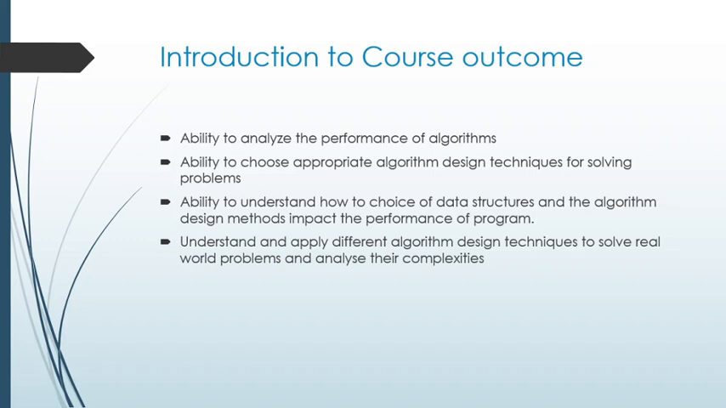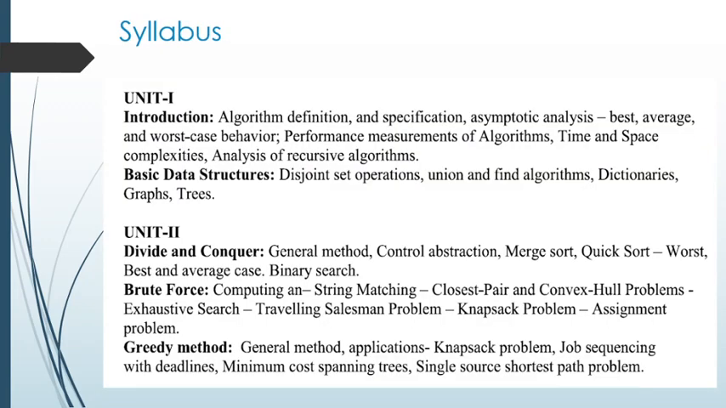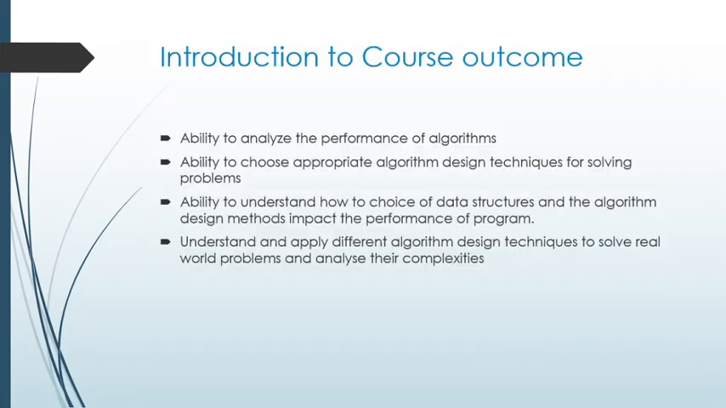There are some characteristics of an algorithm. In the coming classes we are going to see those characteristics of algorithm; if the problem has that kind of characteristics, then we can write it as an algorithm. So that we will see in the coming classes. So this is about the course outcome.